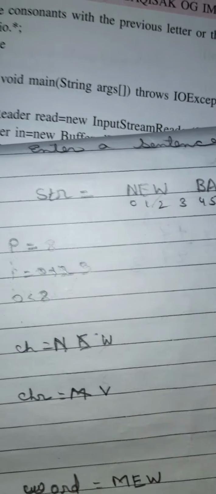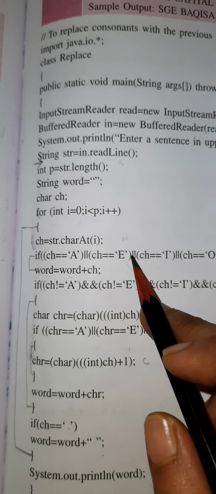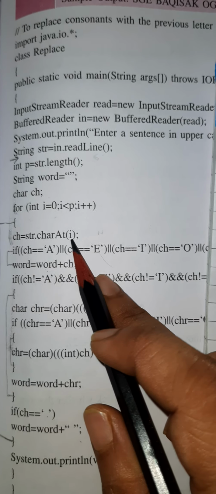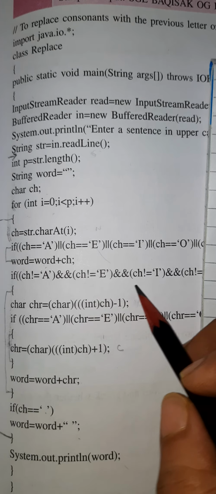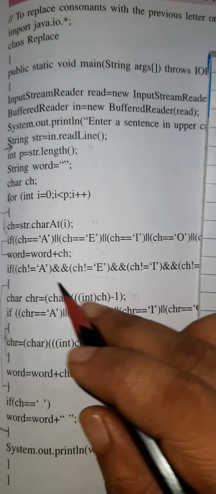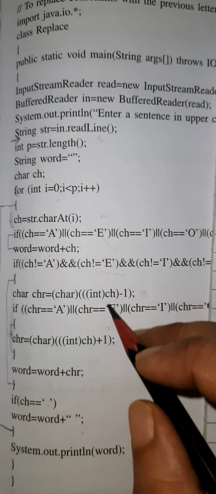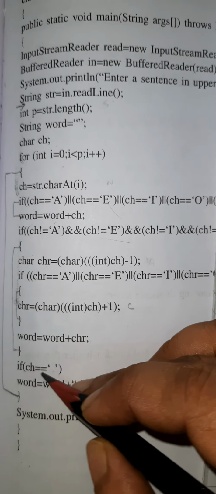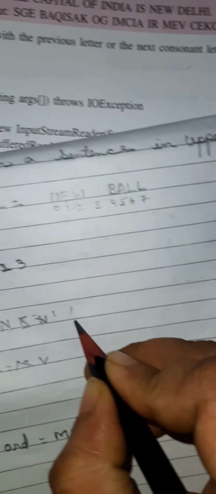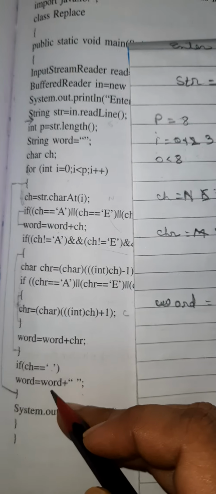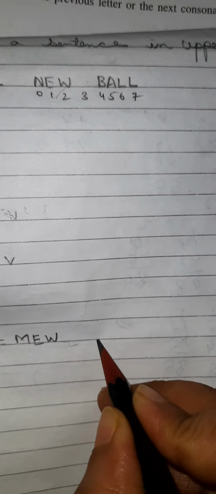So now I changes to 3. So 3 is a space, so it is not a vowel, so it will not enter here. Character at I, so I is 3, and 3 is a space, so it is not a vowel, so it will not enter here. It is neither consonant, it is a space, so it will not enter this part, it will come to this part. Yes, CH is space, so it will come here, word plus space, so it will give a space.